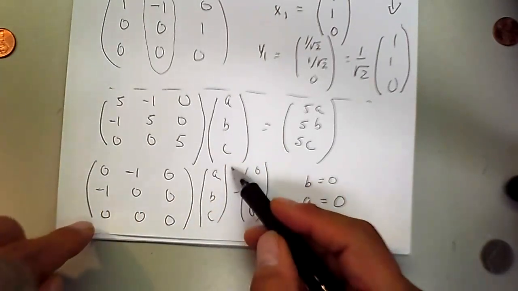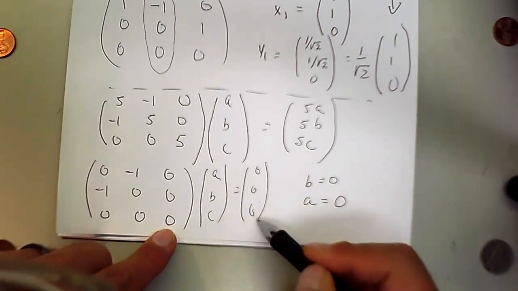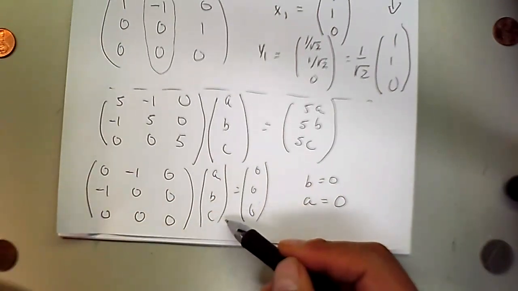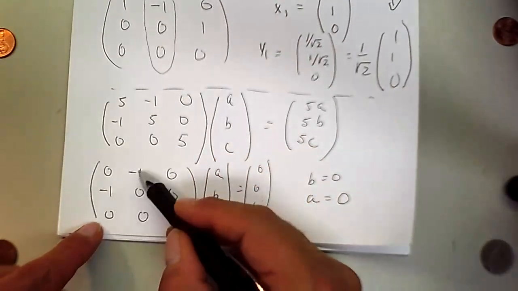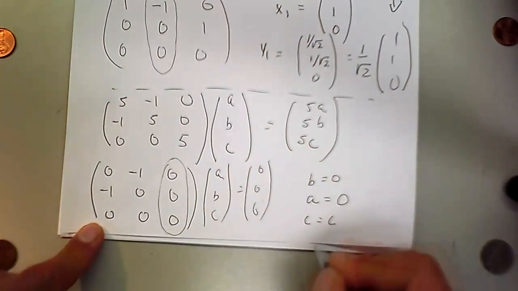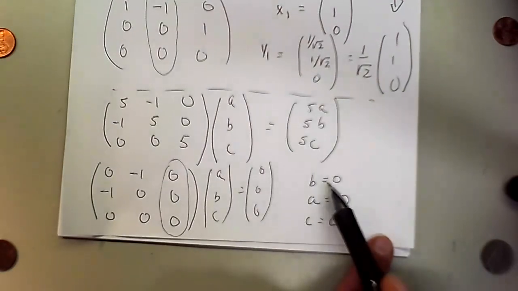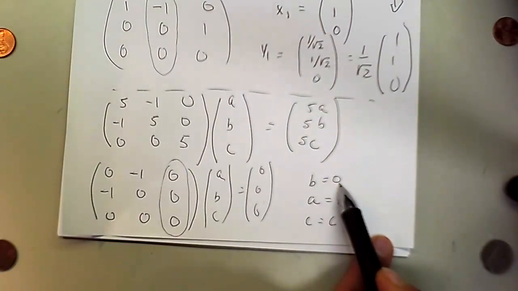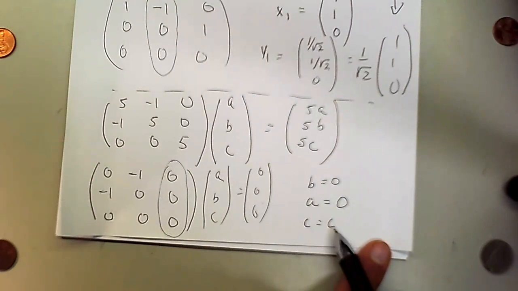And how about C? Well, 0C equals 0, but we're going to achieve that no matter what. So C can be anything. Those are pivots, so C is our free variable. C means free. C can be anything it wants to be. There's no restriction on C. What we are saying here is that B is restricted to be 0. It cannot be anything but 0. A is restricted to be 0. C is restricted to be itself.